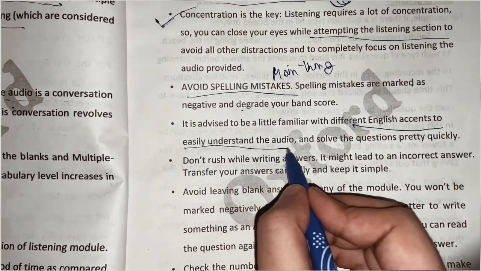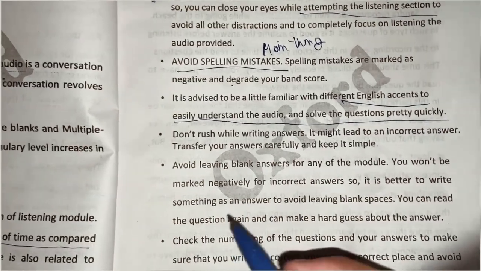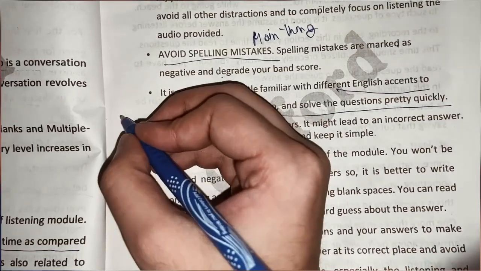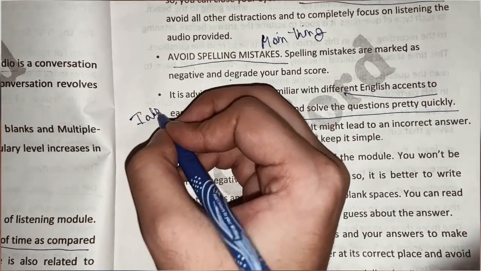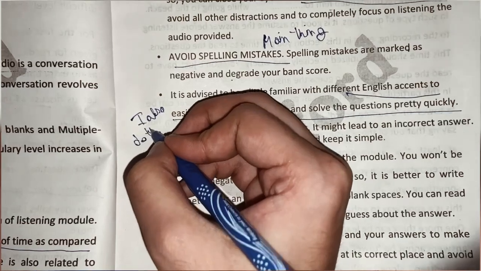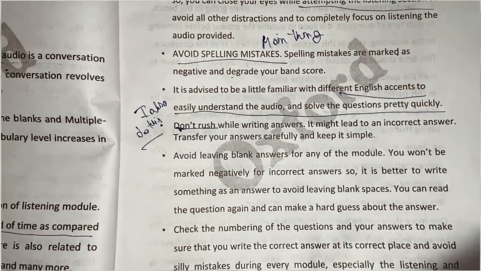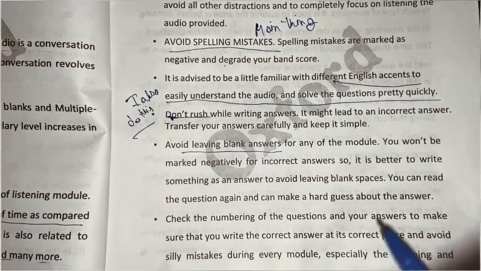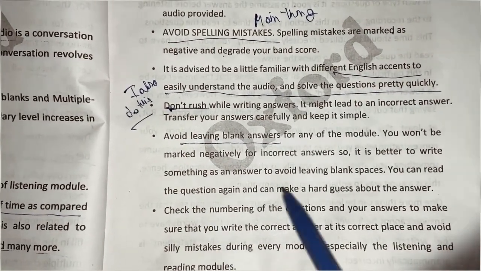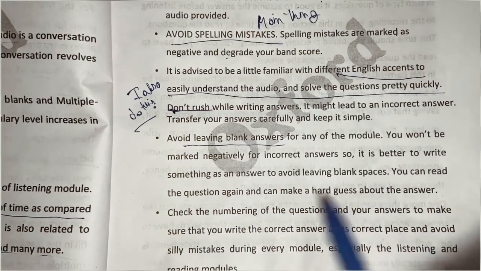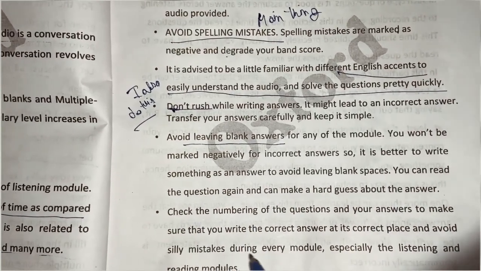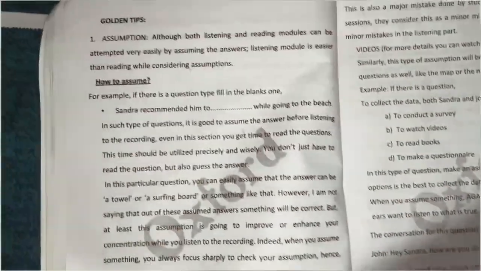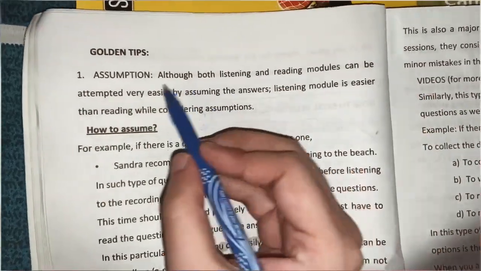So it is right to be a little familiar with different English accents to easily practice the audio and solve the questions pretty quickly. Don't rush while answering, guys, it might lead to an incorrect answer. So be calm, be confident, and just answer the questions carefully and keep it simple. Avoid leaving blank answers. So if you don't know any answer, there will be no negative marking, so it's better to write something to avoid leaving it blank. You can read the question again and make a hard guess about the answer, and check the number of questions you answered. Okay, and these are the golden tips.